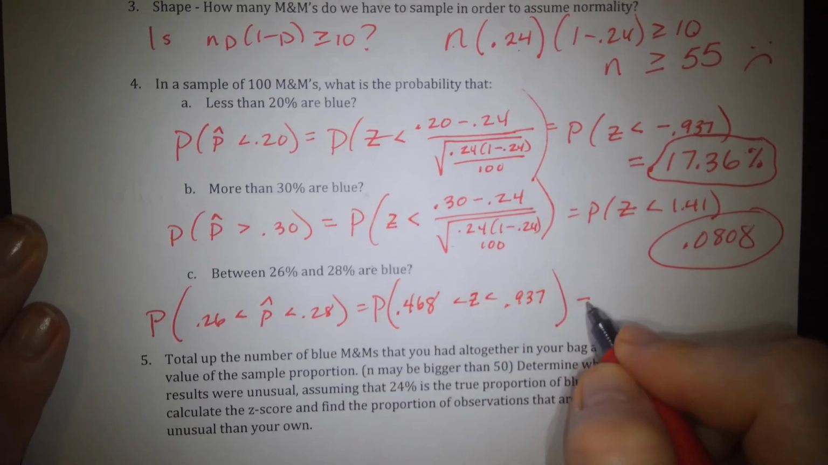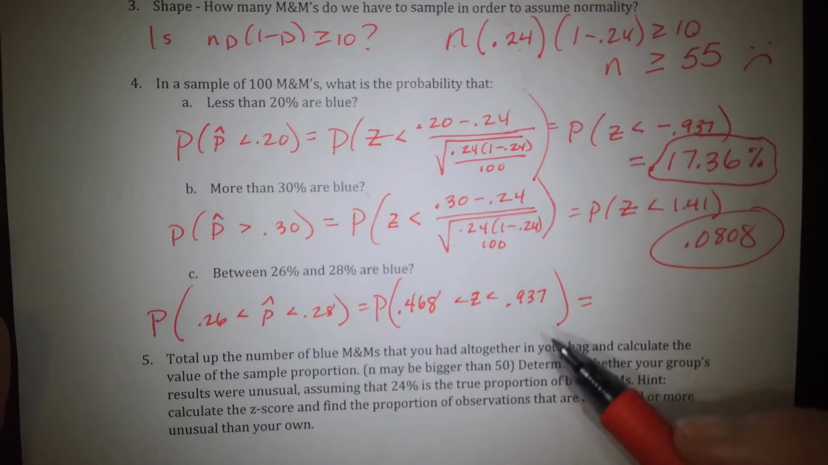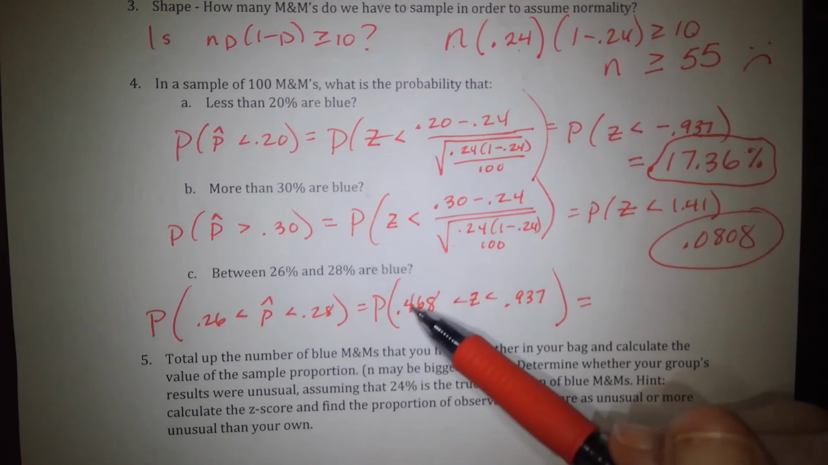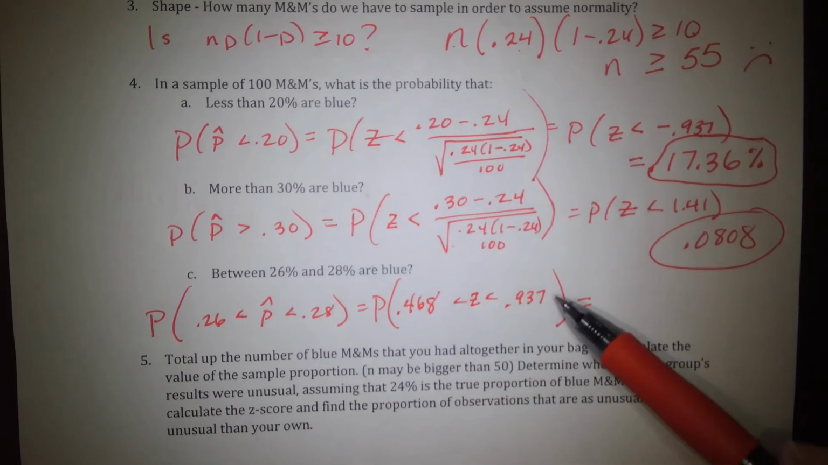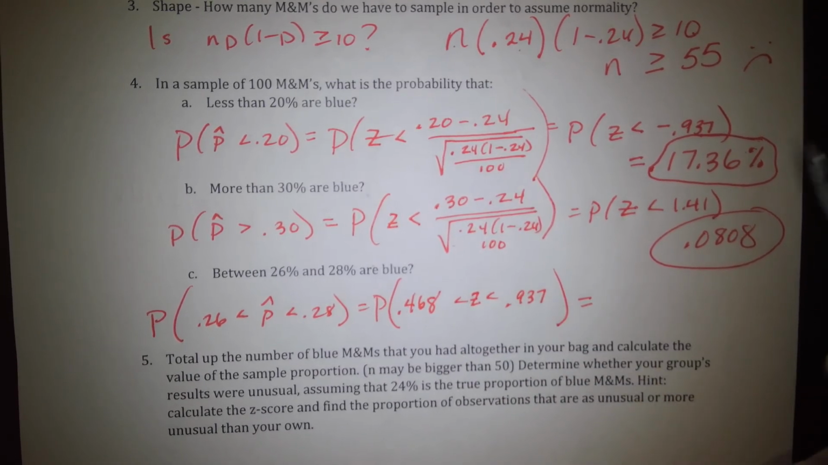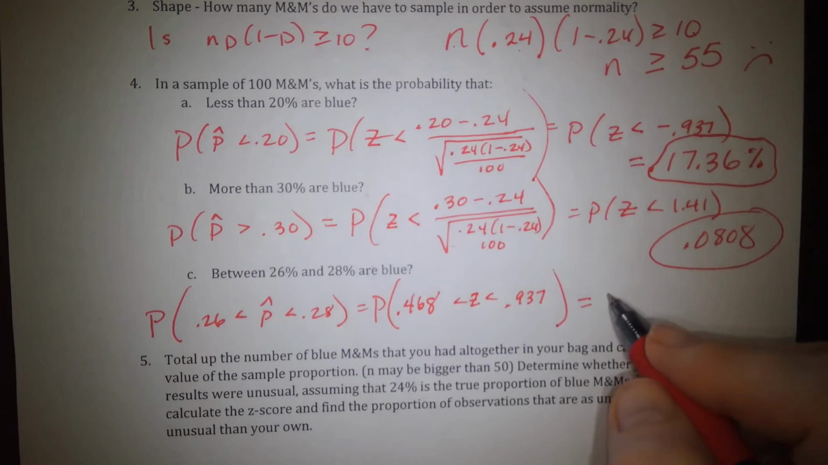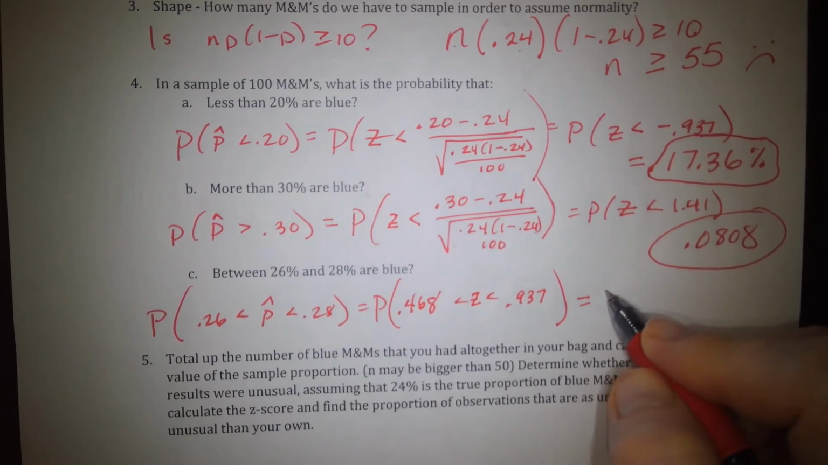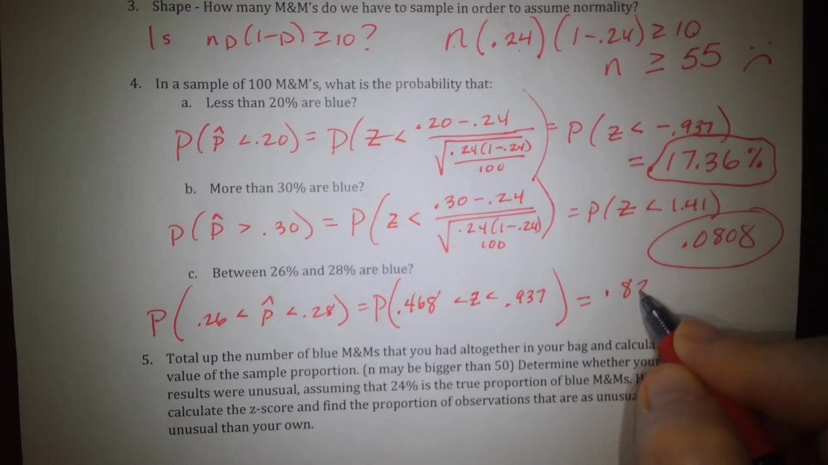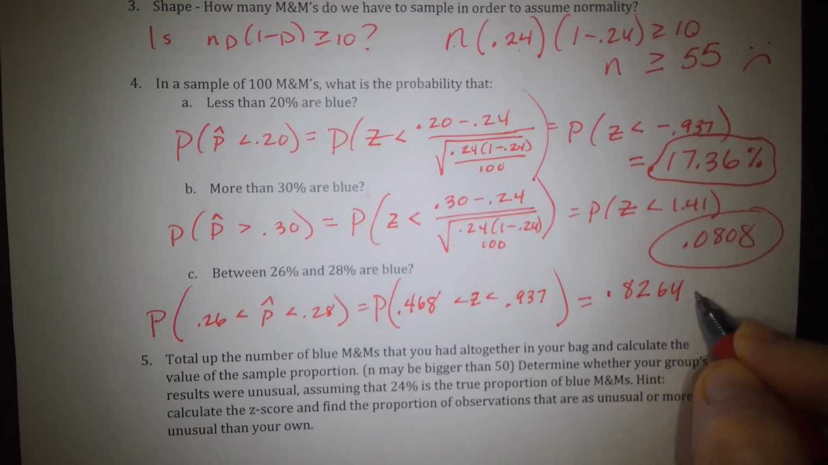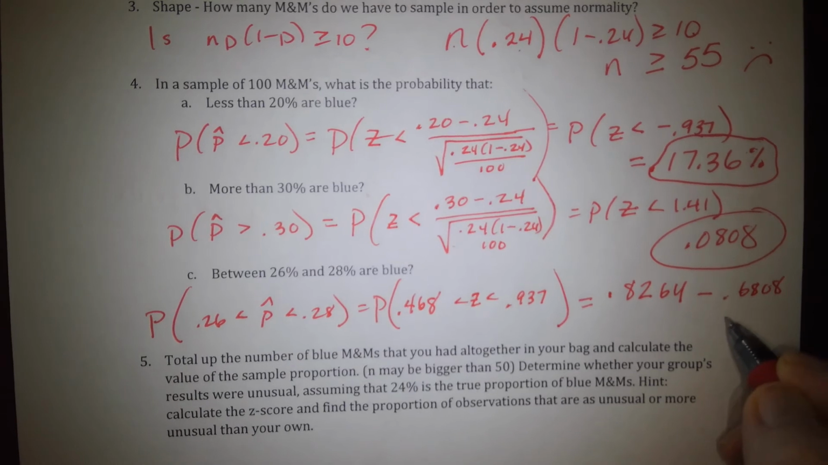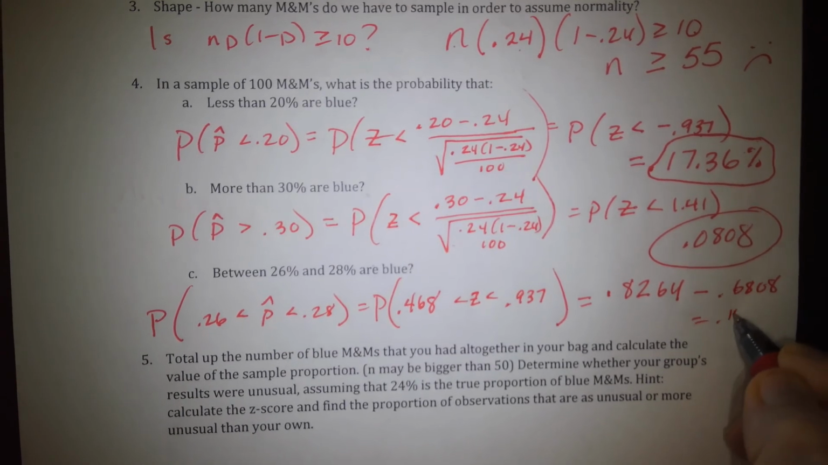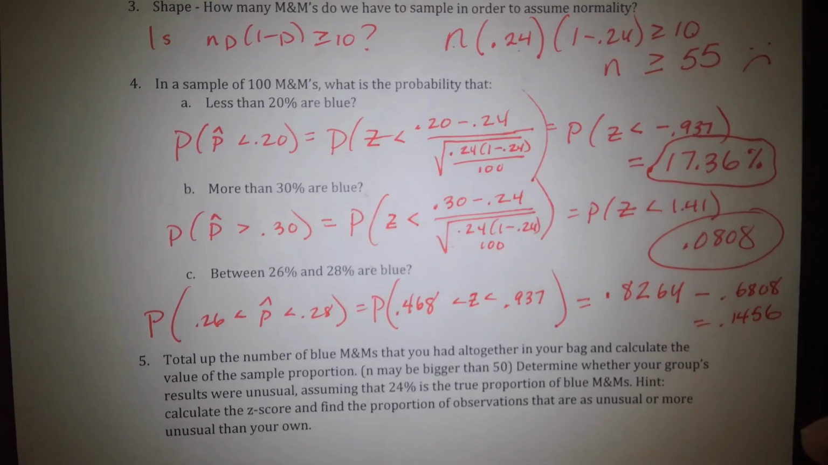Here are the two z-scores. So I looked those z-scores up. Most z-tables only have 2 digits that you can use. So I would use 0.47 for this one. I use 0.94 for this one. And I'm going to get a probability of 0.8264 for the first one and 0.6808 for the second one. And when I subtract those two numbers, I get 0.1456.